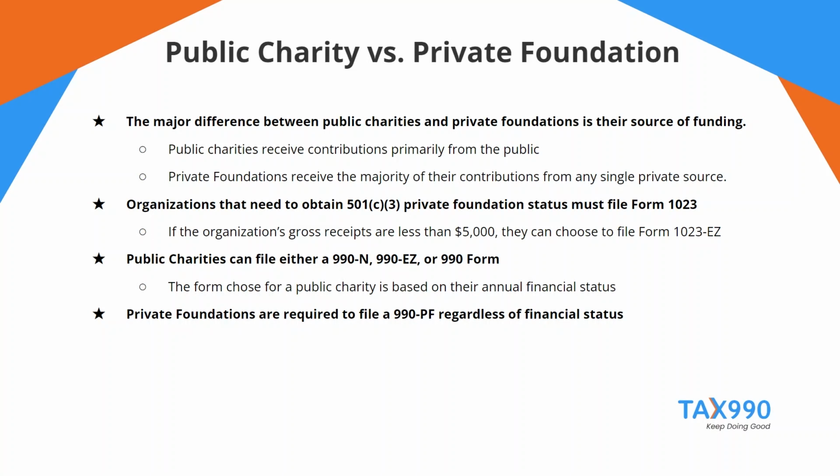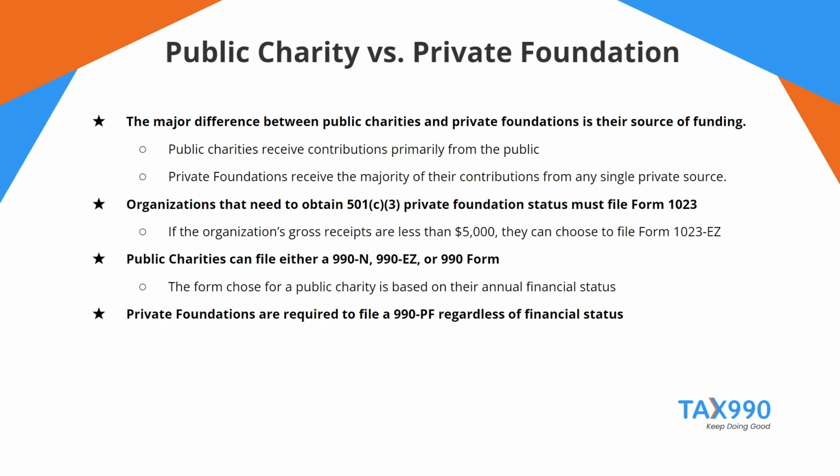Organizations that need to obtain 501(c)(3) private foundation status should file Form 1023, which is the application for recognition of exemption under Section 501(c)(3) of the Internal Revenue Code. Any organizations that obtain 501(c)(3) tax-exempt status are automatically classified as private foundations unless they meet any of the criteria of public charities or they voluntarily apply for public charity status on the 1023 form.